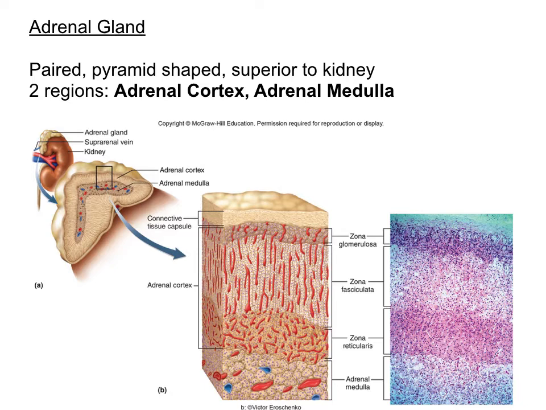You have the outermost region, which is your adrenal cortex. The adrenal cortex makes about 80 to 90% of the gland's mass. The innermost region is called the adrenal medulla, and this makes up the other 10 to 20% of the gland mass.